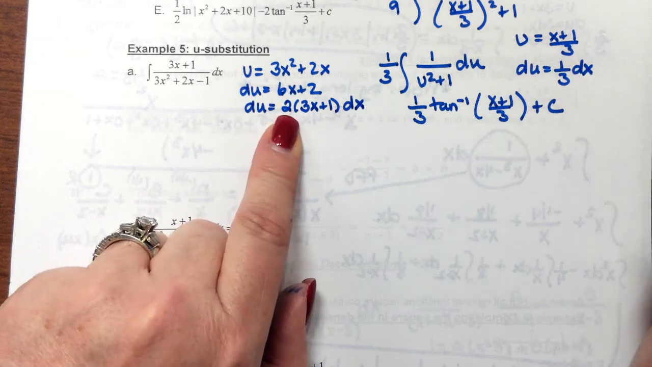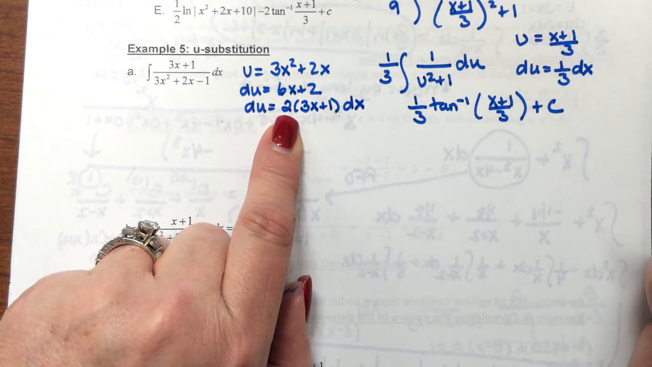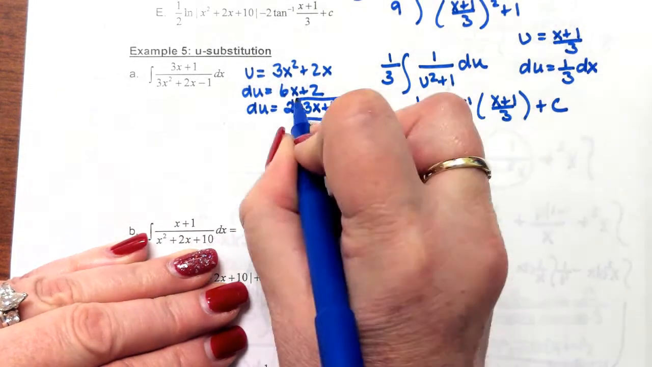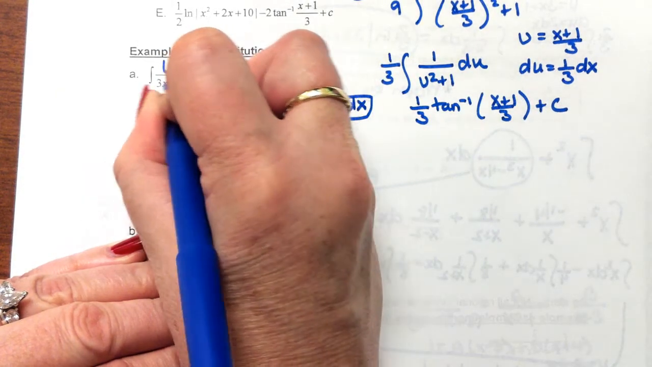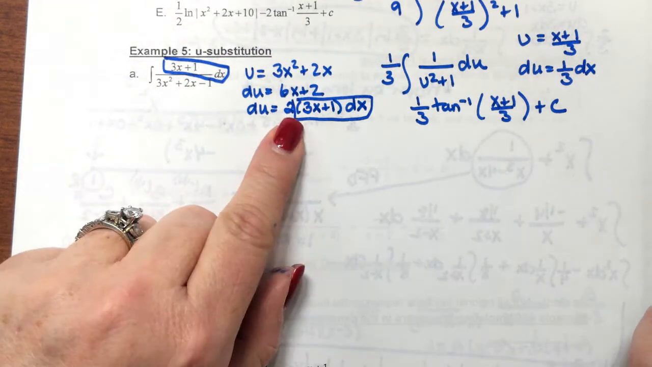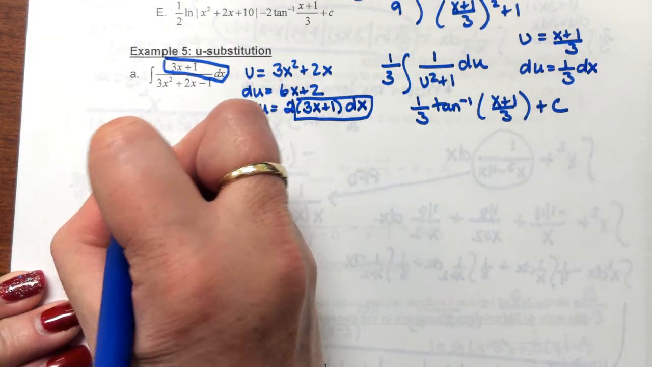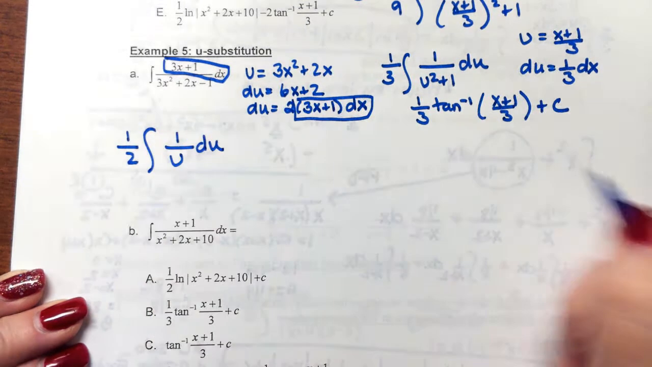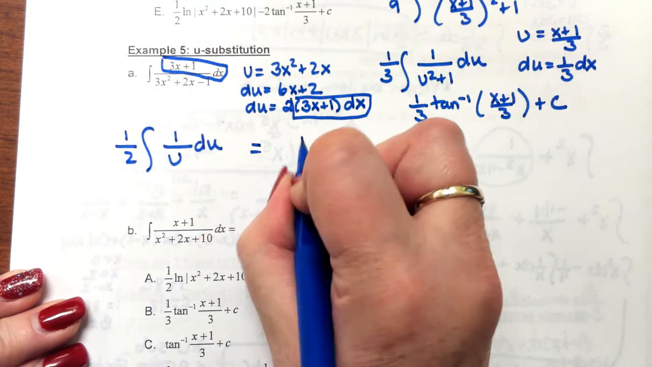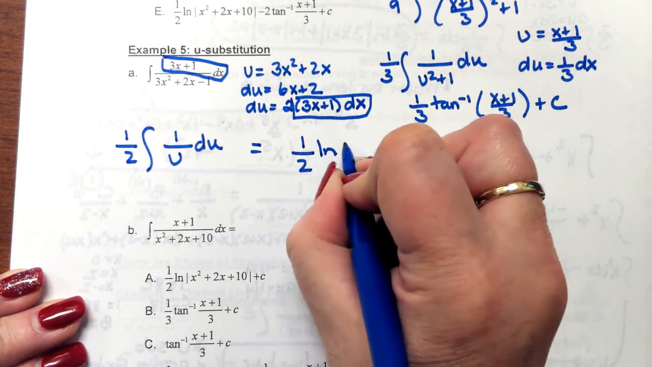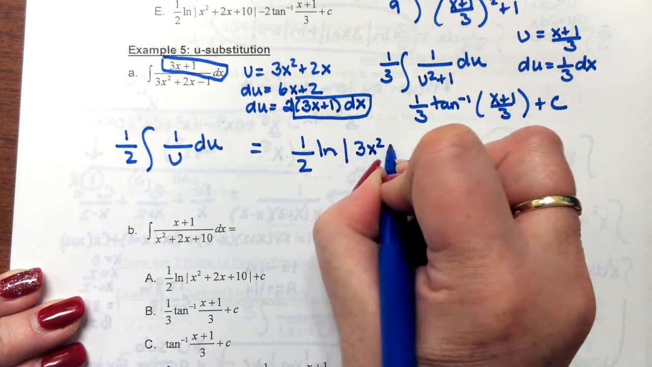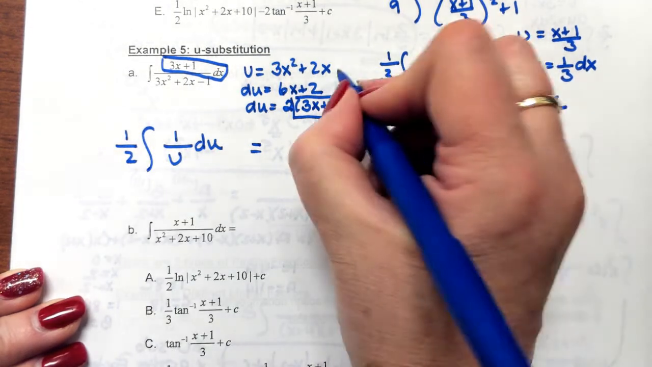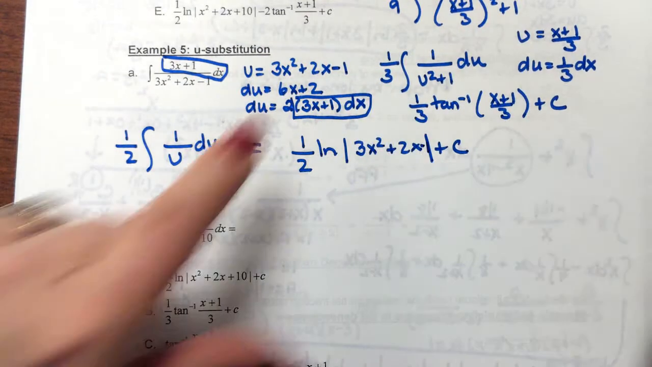So just like I've been doing with my other constants, I have to divide a 2 out of this integral, because here is that 3x plus 1 dx, which I can substitute in with that du. So I can pull out this constant of 1/2. So I have 1/2 times your integral of 1 over u du. So when I integrate, this is going to be 1/2 times the natural log of the absolute value of 3x squared plus 2x plus c. Or minus 1, excuse me. I forgot to write that minus 1.